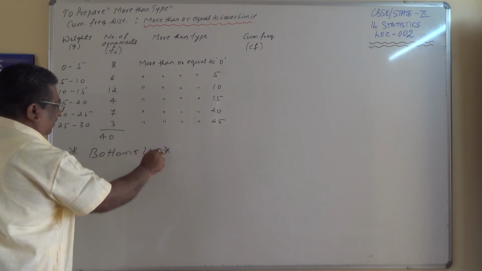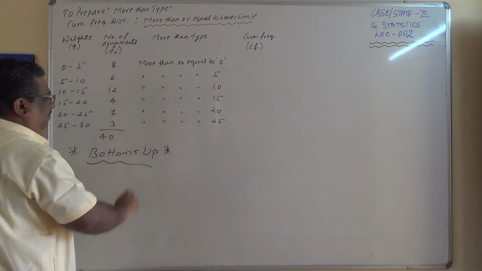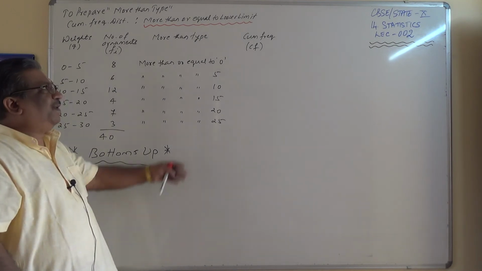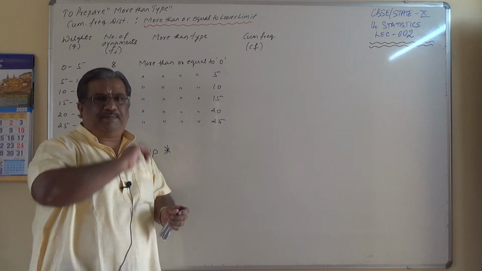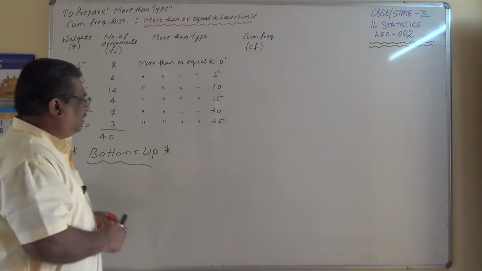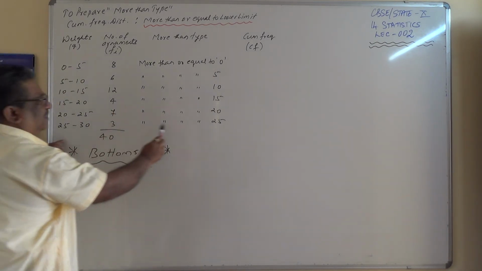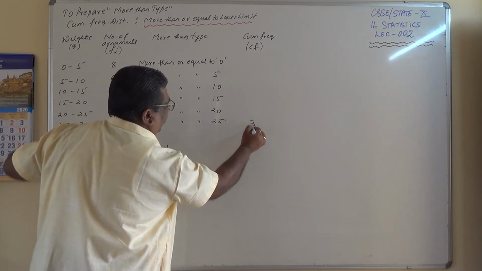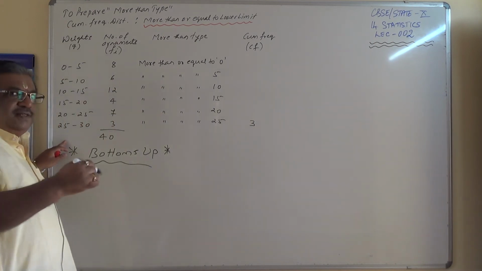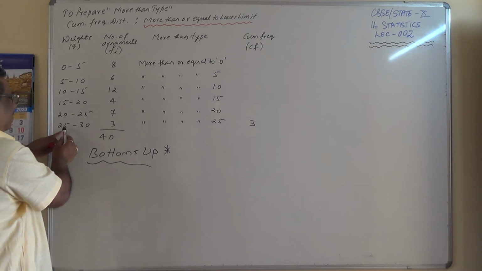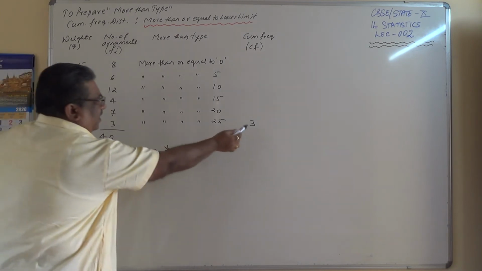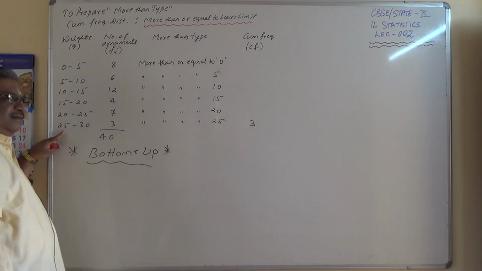Bottoms up. The meaning of this bottoms up is, while preparing the cumulative frequency chart, go from bottom to top. Very simple. See here, 3 as it is. Logic also I will explain. The number of ornaments more than or equal to 25 grams are only 3 here, because 3 articles are there.